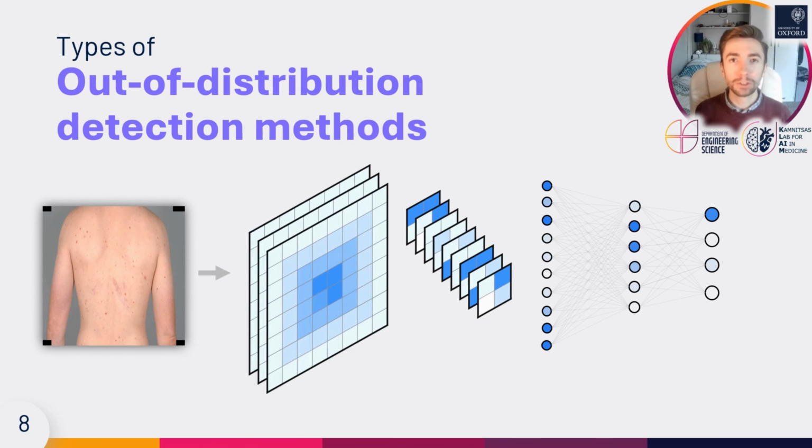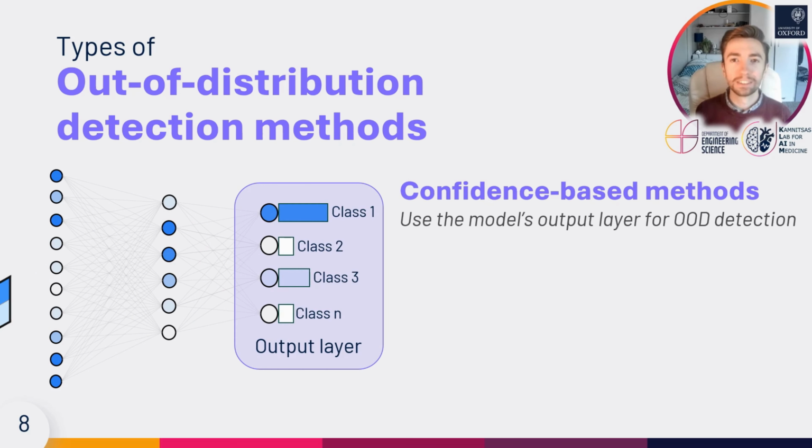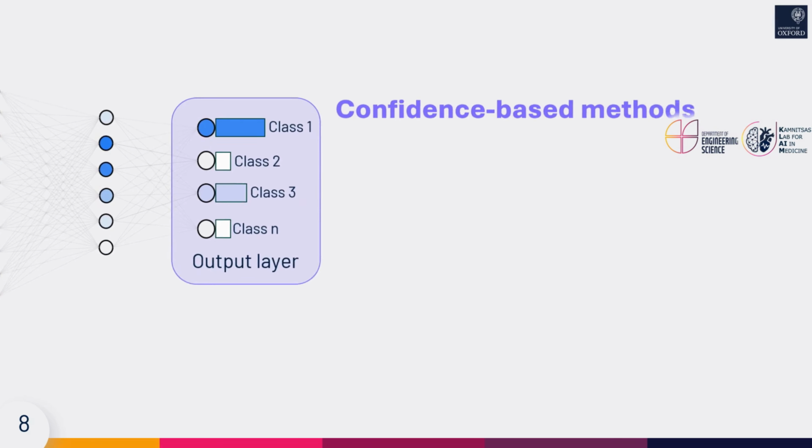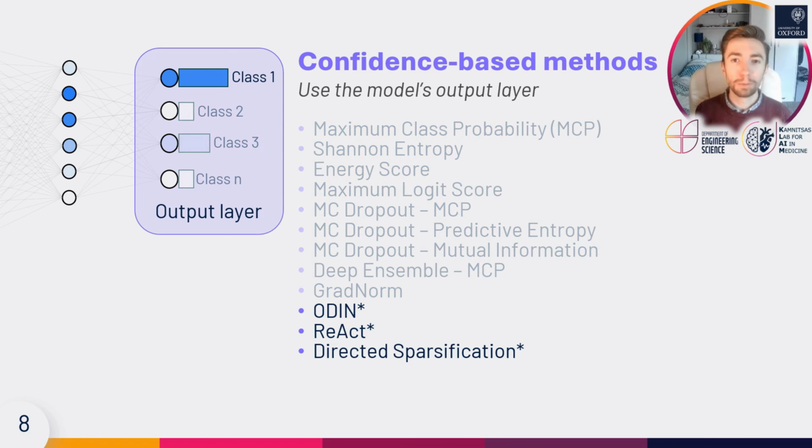We can group the post-hoc outer distribution detection methods into two groups. The first group is confidence-based methods, which use the model's output layer for outer distribution detection. In our paper, we analysed 12 of these confidence-based methods, listed below. Some of these methods have hyperparameters that can be optimized on an external validation set. An example confidence-based method is maximum class probability, which uses the class with the highest softmax score as the scoring function.